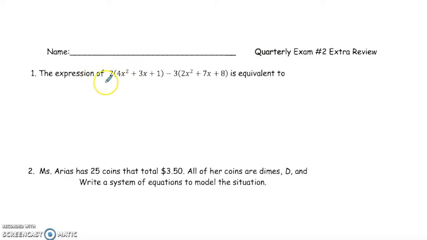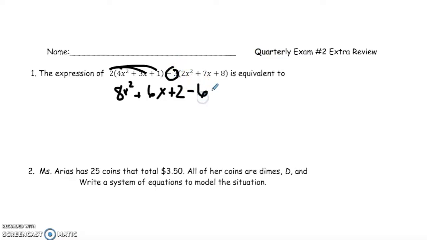All right, so the expression of 2 times 4x squared plus 3x plus 1 minus 3 times 2x squared plus 7x plus 8 is equivalent to, well, you got to distribute. So we're going to have 8x squared plus 6x plus 2. And then this is negative. You're distributing the whole thing.